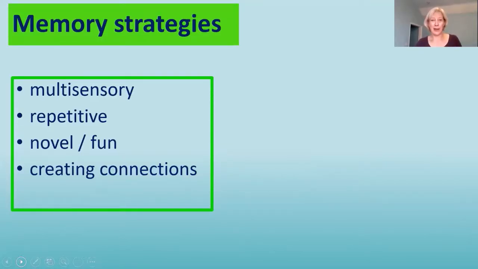Repetition is the name of the game when it comes to memory. Repetition can be boring, but there are ways that we can make it more interesting. Anything that's novel, so it's something they haven't done before, anything that's fun, they're going to be keen to do it, and they will keep repeating it. So it could be a game, it could be a song. They'll keep repeating it, and they will thank you for introducing them to ways of repeating in a fun way.